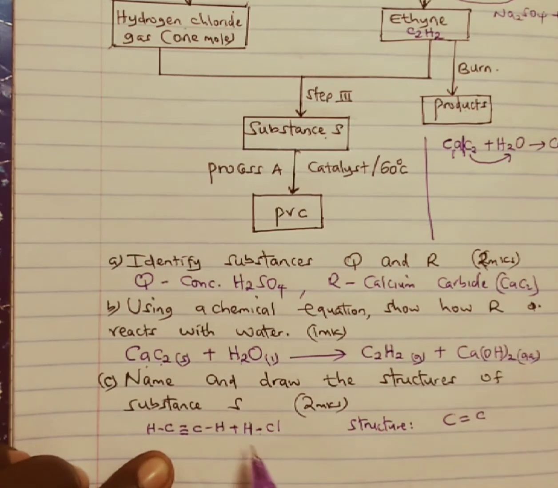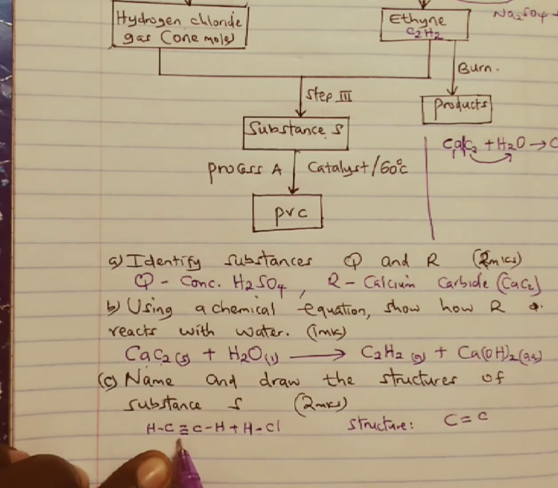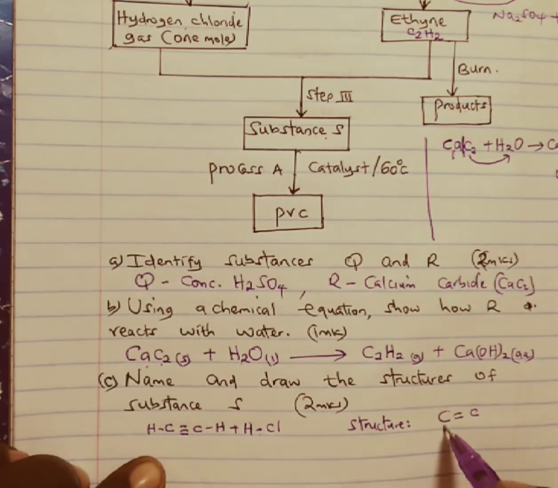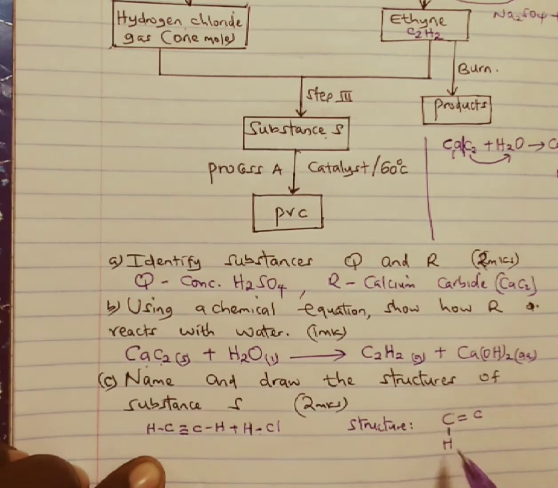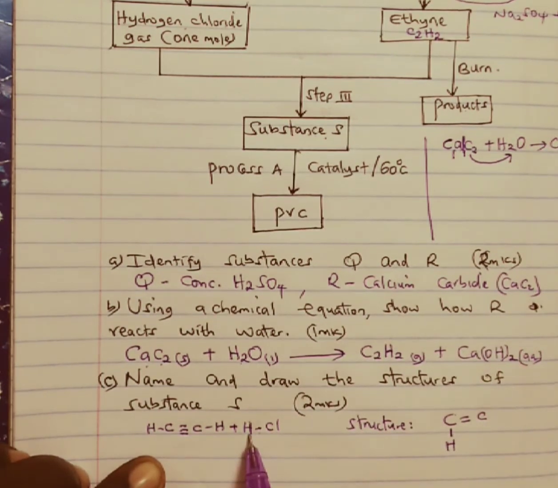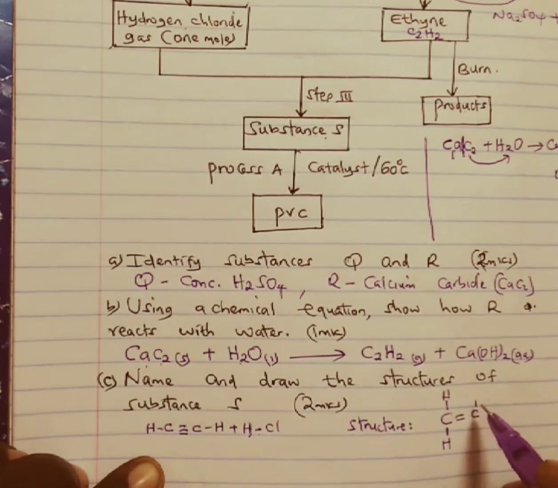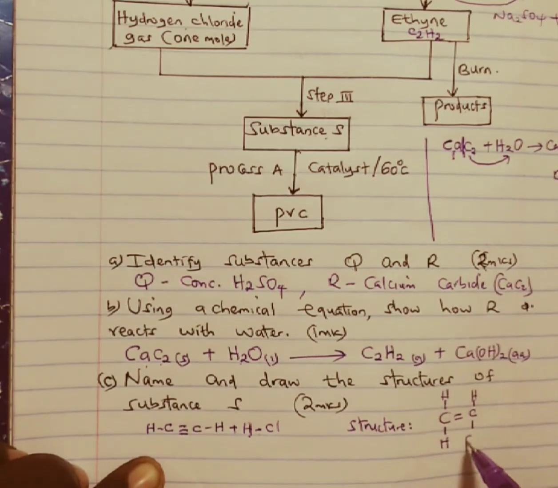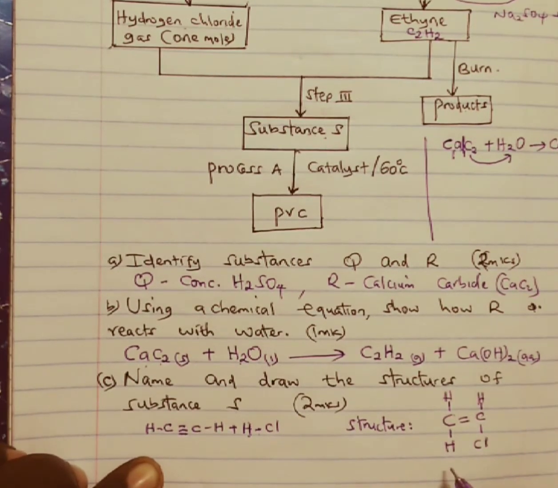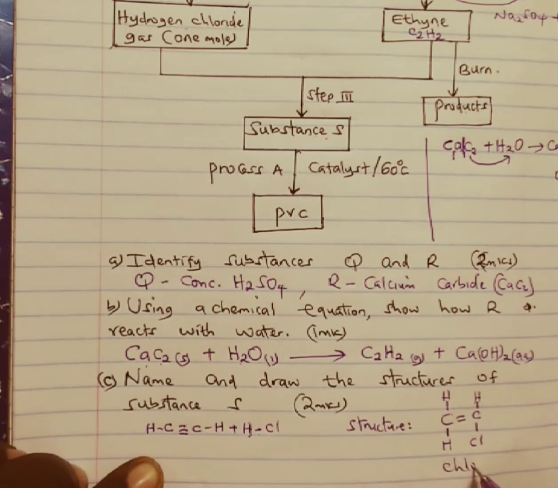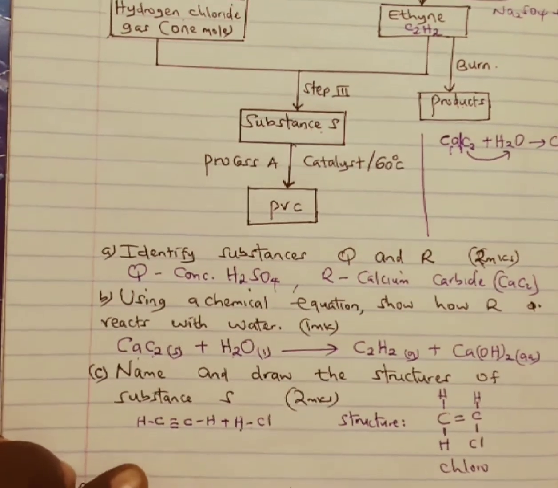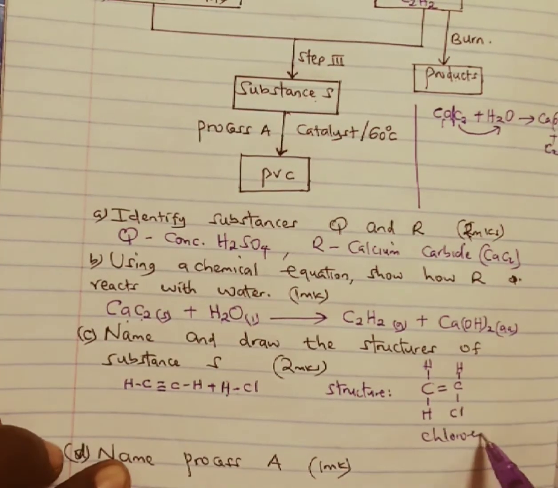This is C. Then of course, the one bond that has been removed from this compound will come here and pick up the hydrogen from hydrogen chloride gas. Of course, we have hydrogen here. Then of course we have the other hydrogen, and here we are going to have chlorine since it's 1 mole, and this compound is known as chloroethene.